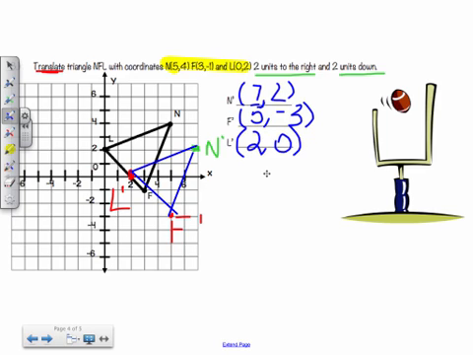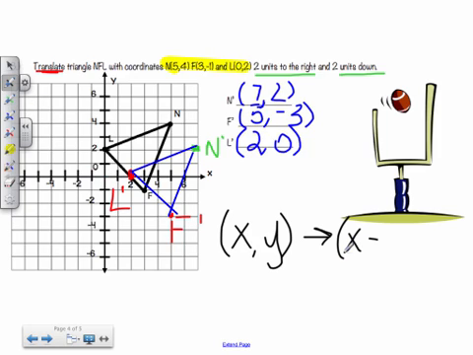Now there are two specific notations that we will use when we do a translation. The first notation is where we take x, y, and we move it to what the new x and the new y is going to be. Now if I'm going to move 2 units to the right, it means that I'm going to add 2 to my x. So this turns into x plus 2 because I'm going 2 units to the right. And then if I'm going 2 units down, it means that this y will turn into y minus 2.